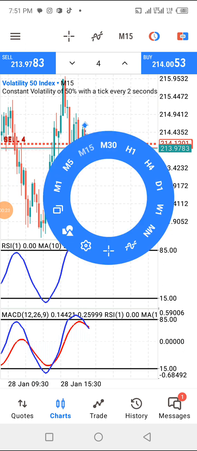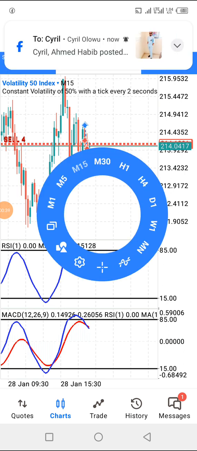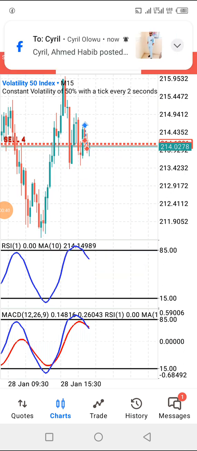And today's strategy is going to be very simple and very educating. Please make sure you practice it on your practice account before you start trading live, so that you don't encounter huge losses.